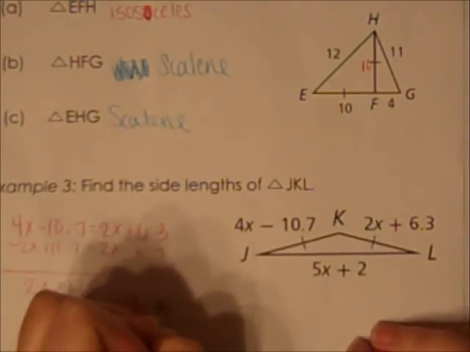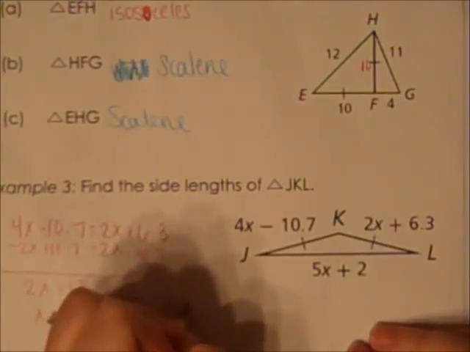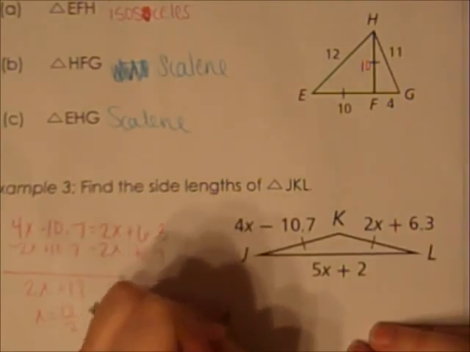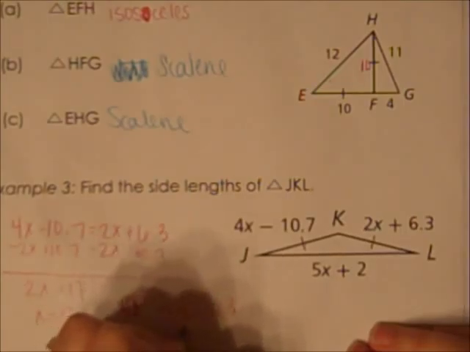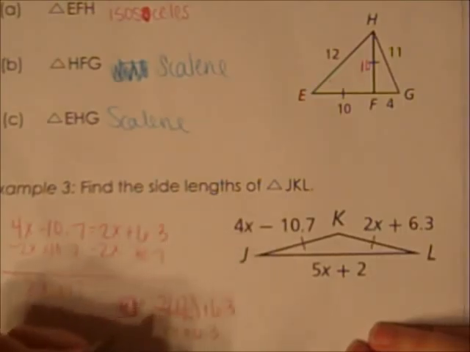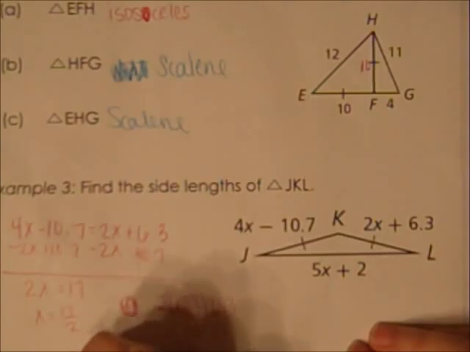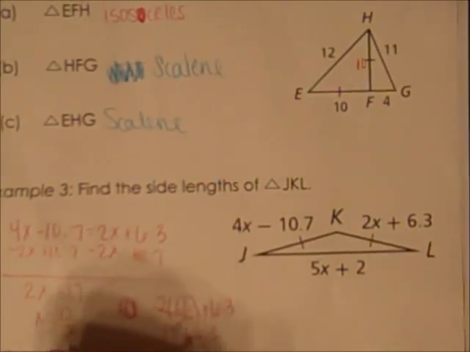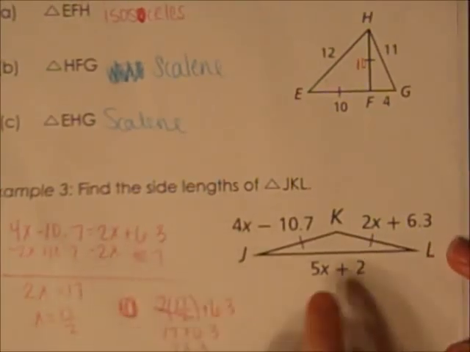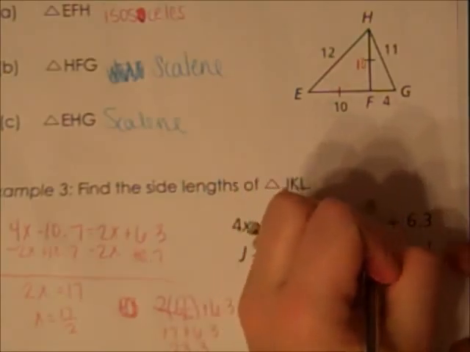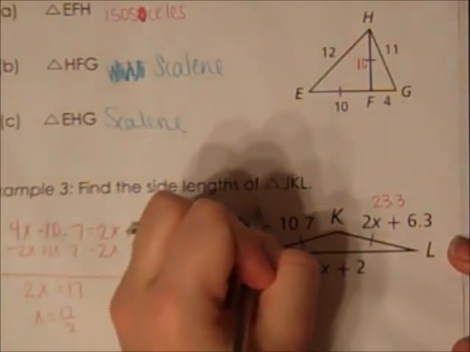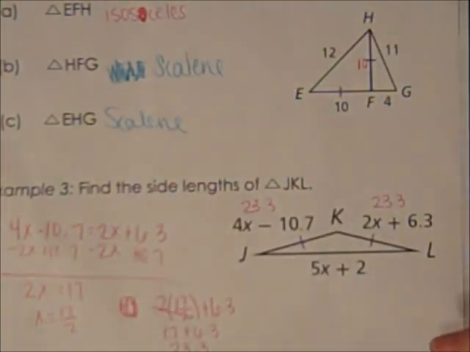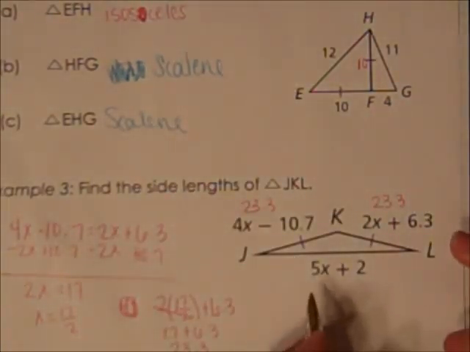So let's do the other side because it looks easier. 2 times 17 halves plus 6.3. That cancels out. And then you have 17 plus 6.3. That'd be 23.3. That's good. Okay, then we know that if this is 23.3, this would have to be 23.3. So then we could just figure out what this last side is.